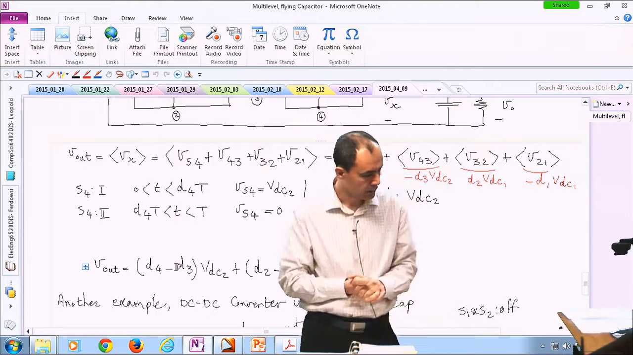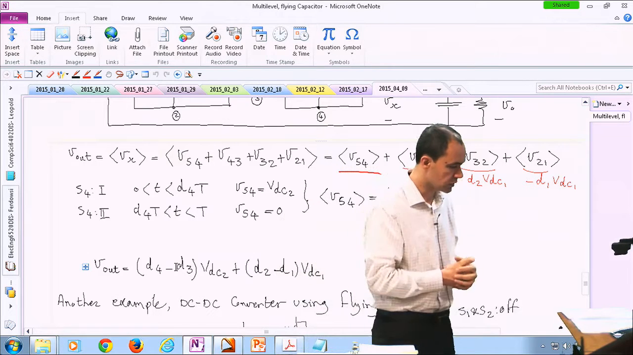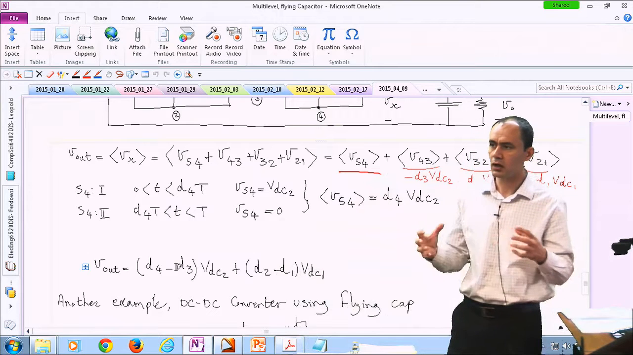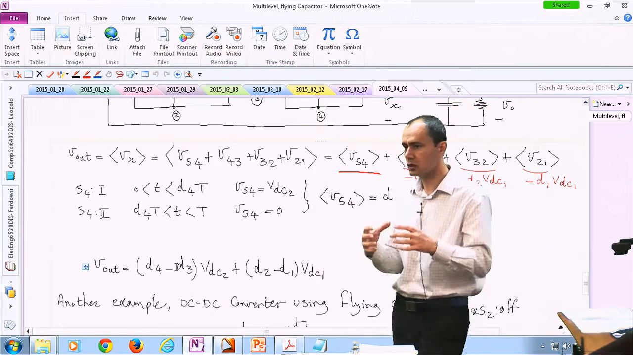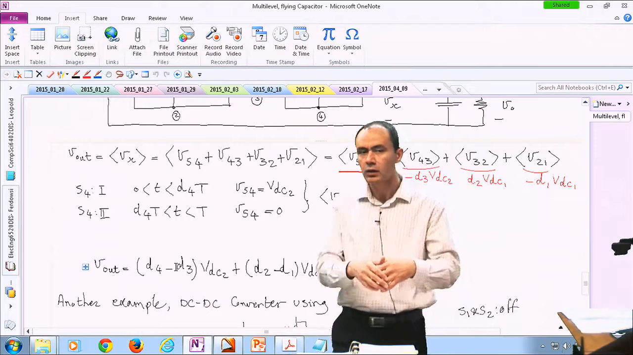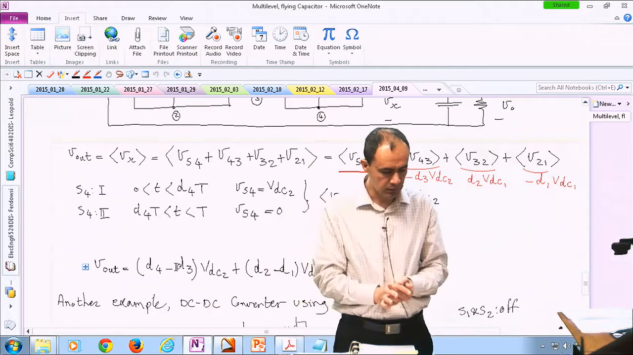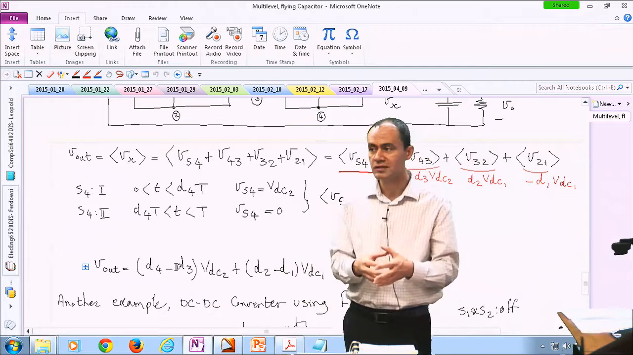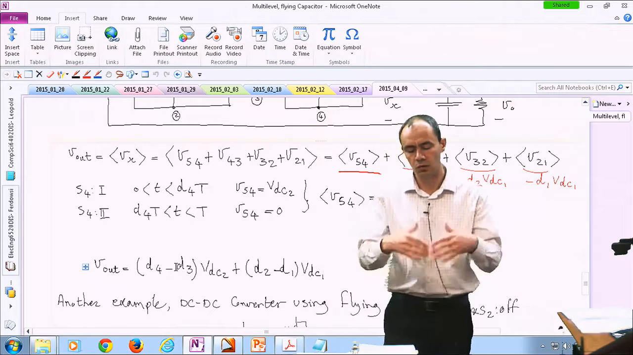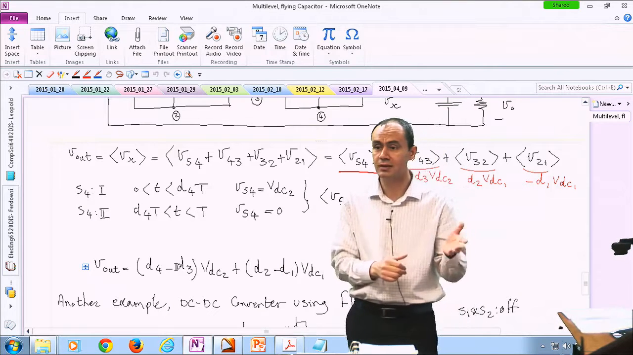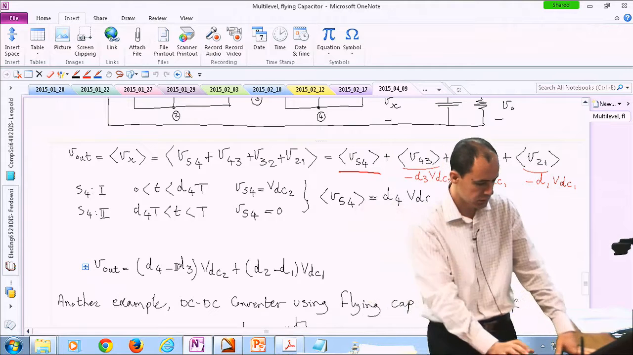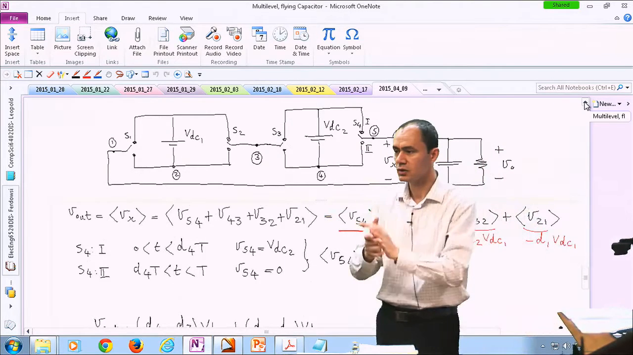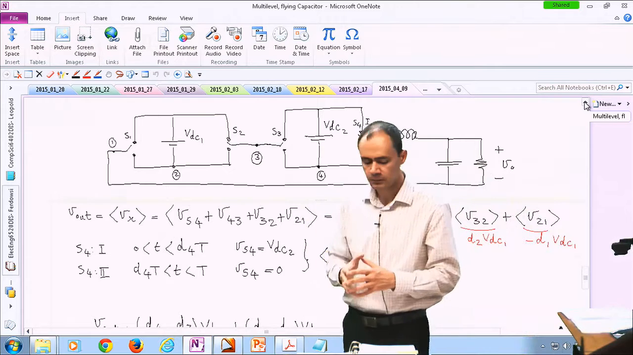If you are curious about the advantage here, somehow we have been able to combine two sources into one source, and there is a giant category of papers out there focusing on multi-port or multi-input DC-DC converters in general. So this could be an example of a multi-input converter. Technically you have two sources as your input and you have one output.